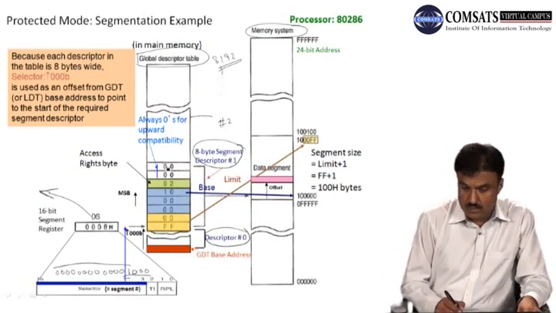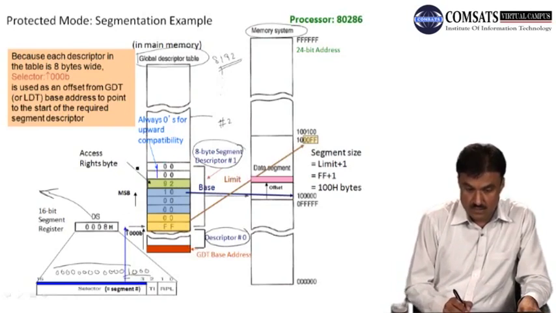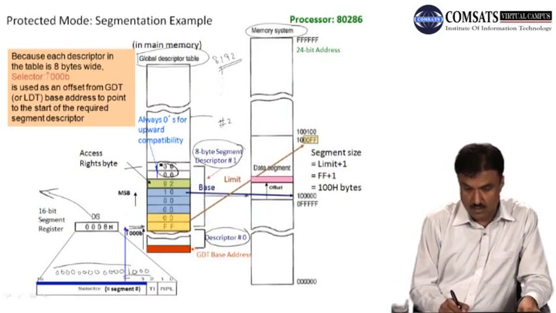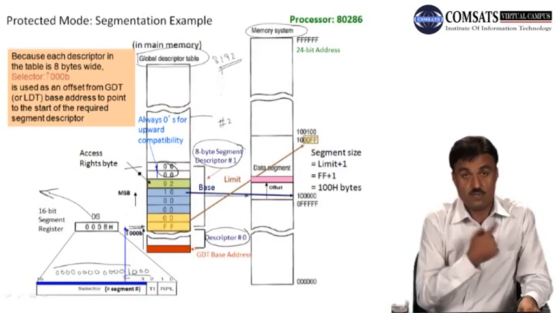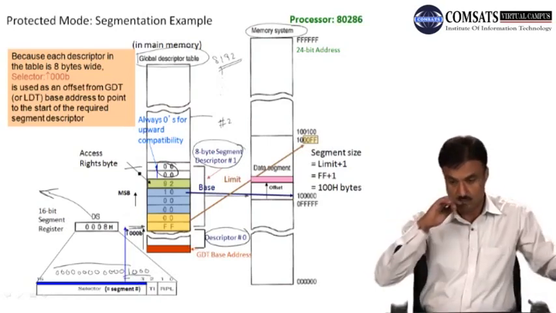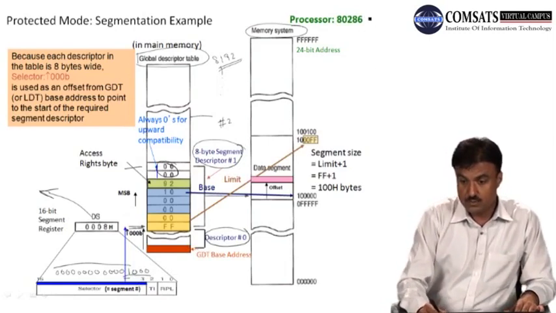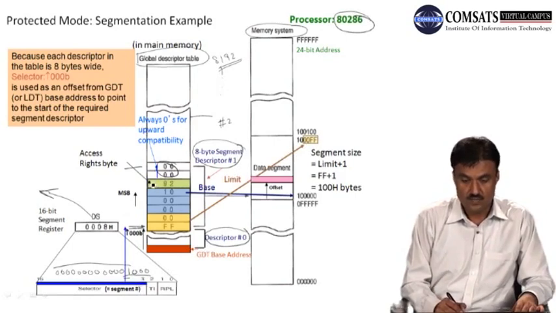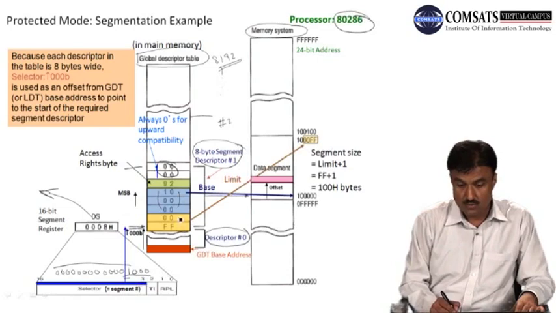Now the most significant byte is here, and the least significant byte is here. So segment number one starts from here and so on. These two bytes should always be zero, because as we saw in the previous slide, there were zeros. For example, if we are considering only the 80286, they will always be zero. There is one access rights byte, and its value is 92 in hexadecimal. Then we have the base value, so this is the complete base value, and so on.